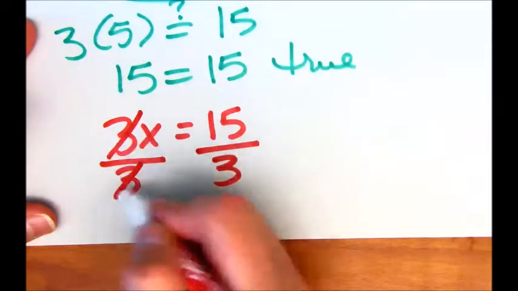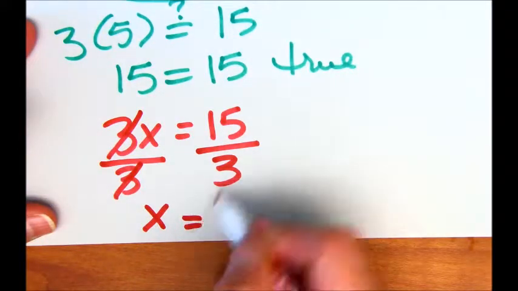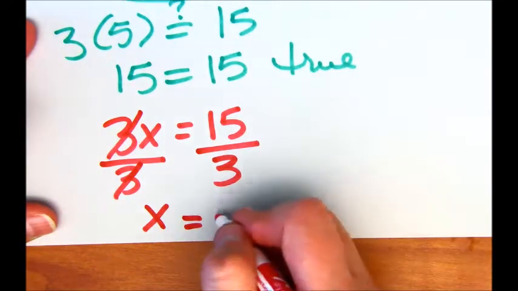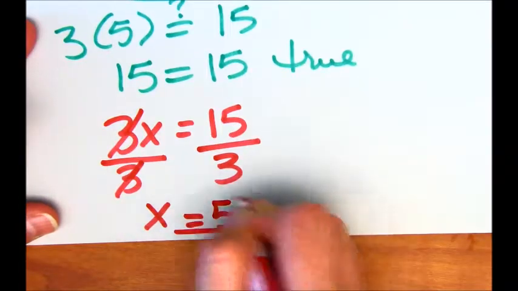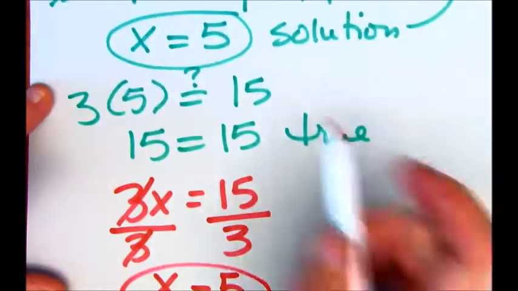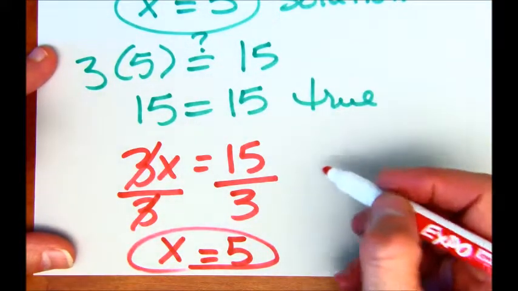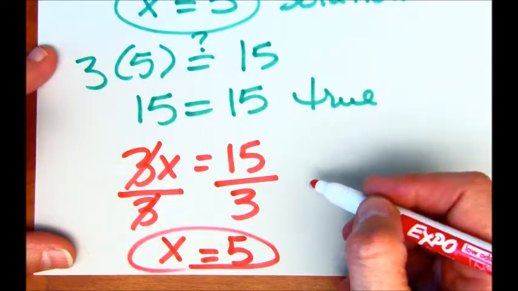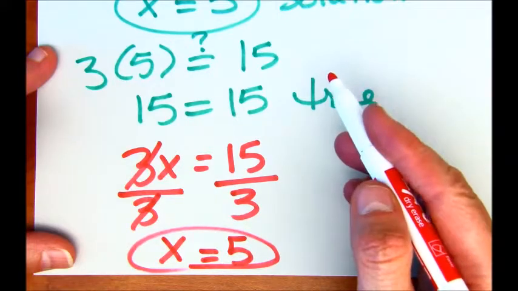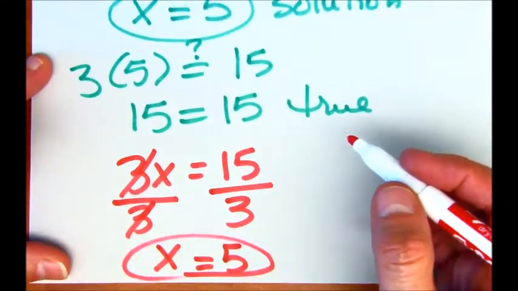These are going to cancel, and we're left with x, and then the value of 15 divided by 3 is going to give you 5. Now, we're going to get the same solution, okay? We get the same solution. Sometimes people find this way a little bit easier, and because you're going to get the same solution, it's going to work out fine.